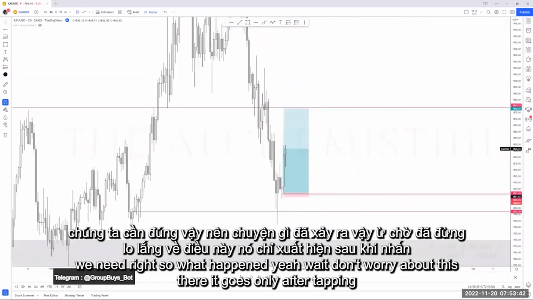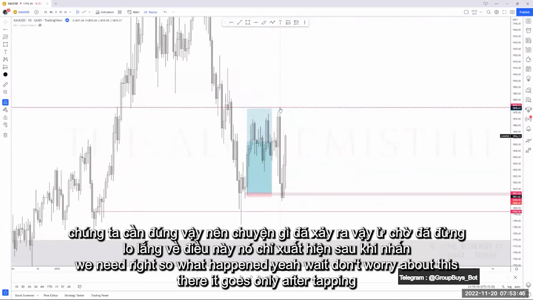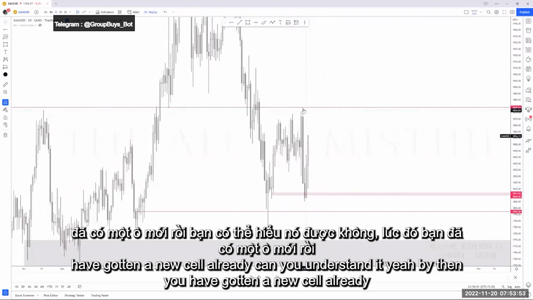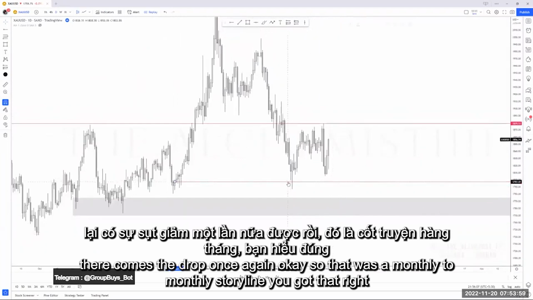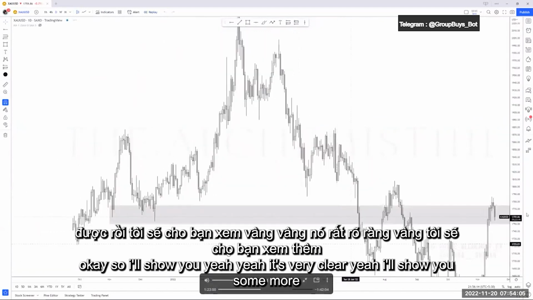Don't worry about this. There it goes. Only after tapping into this, you got stopped out at break even, because by then you had gotten a new sell already. Can you understand it? So there comes the drop once again. That was a monthly to monthly storyline. You got that, right? I'll show you some more. It's very clear.